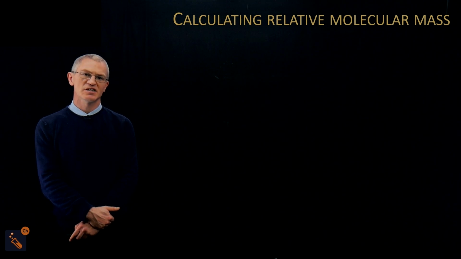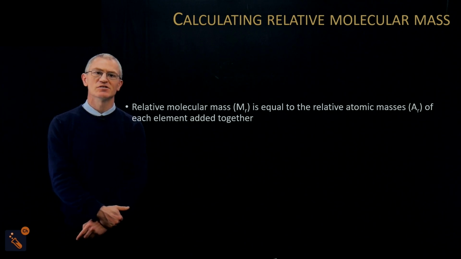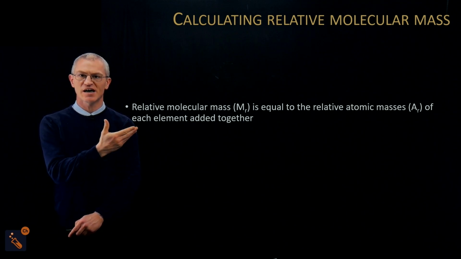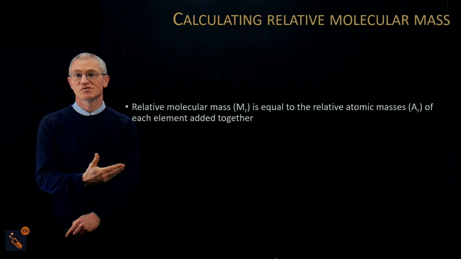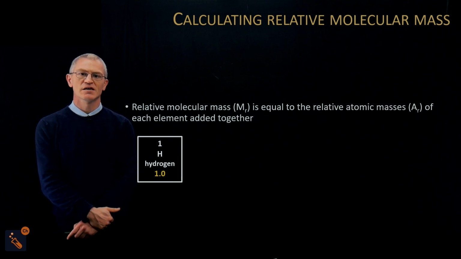So let's start with the simplest things, which hopefully you should remember from GCSE: calculating relative molecular mass. Relative molecular mass is equal to the relative atomic masses of each element added together. So you just have to add all of those together, which means you'll need a periodic table. If you haven't got one by you, please get one now.